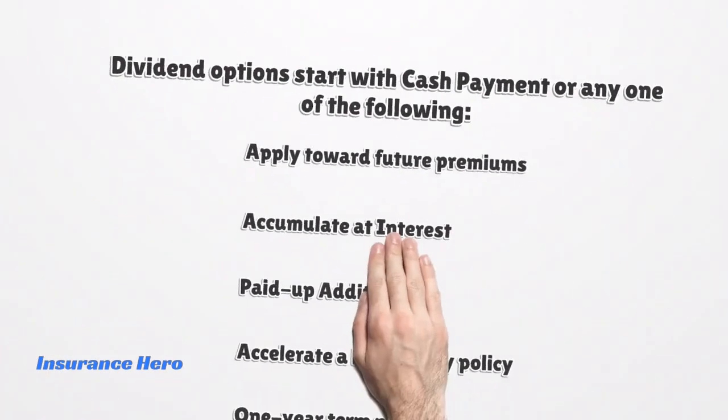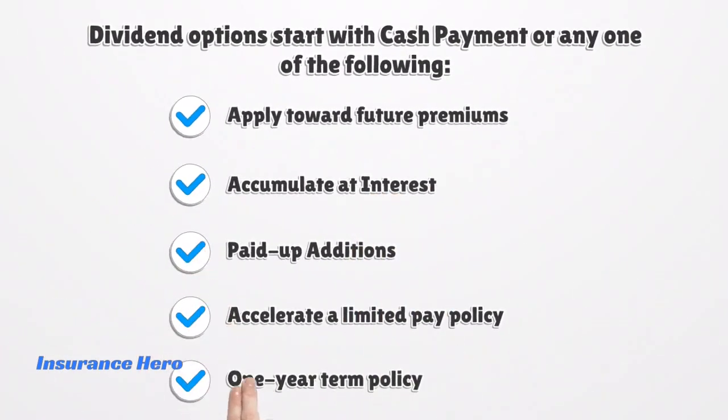To recap the dividend options, we have our cash, apply toward future premium, accumulated interest, paid-up additions, accelerate a limited pay, or one-year term.